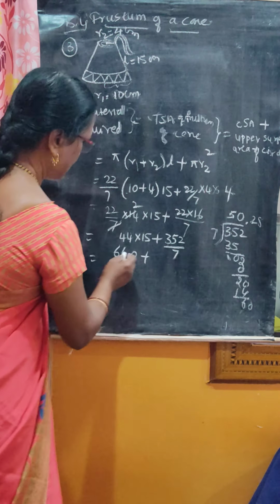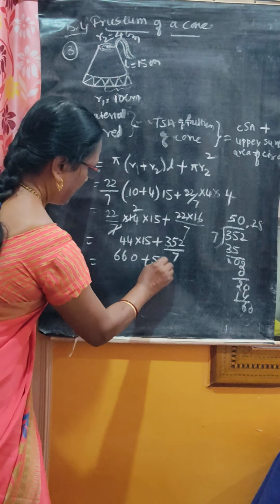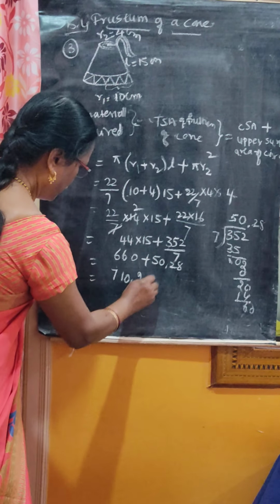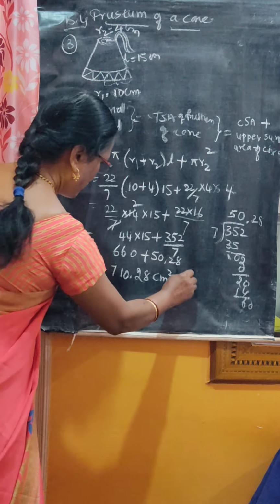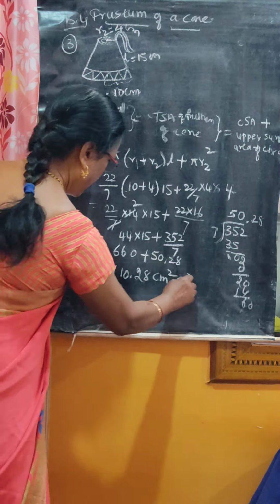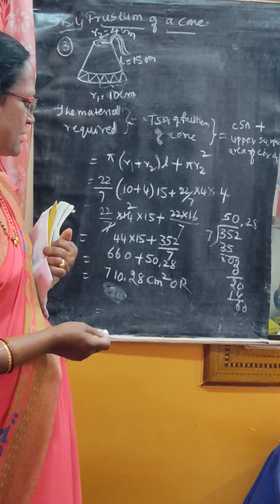7 8s are 56, 50.28, that is equal to 710.28 centimeter square, or else you can write like this also 710, when you divide this, the remainder also you can write, or else put it in the decimal, both the answers will be same.